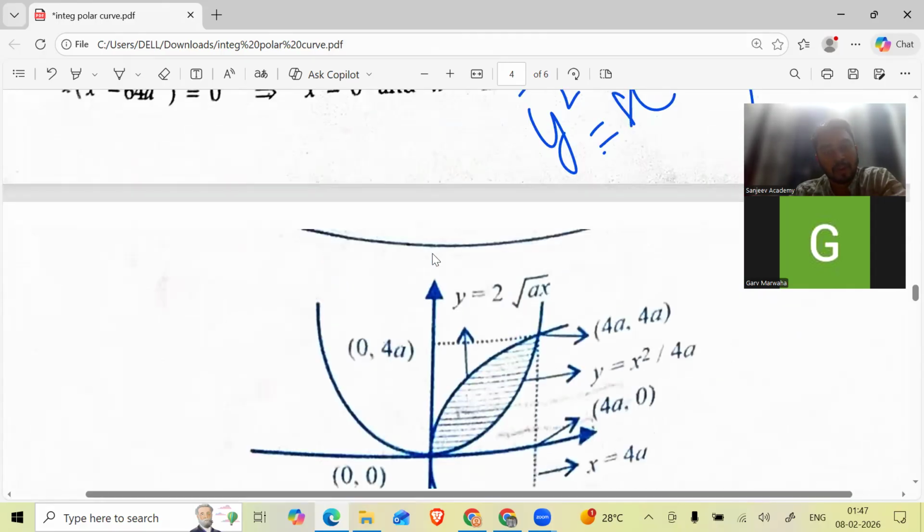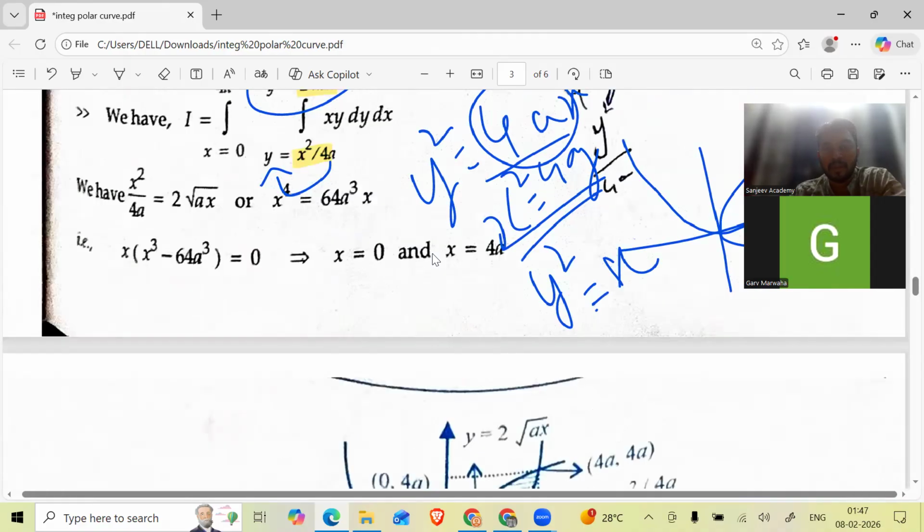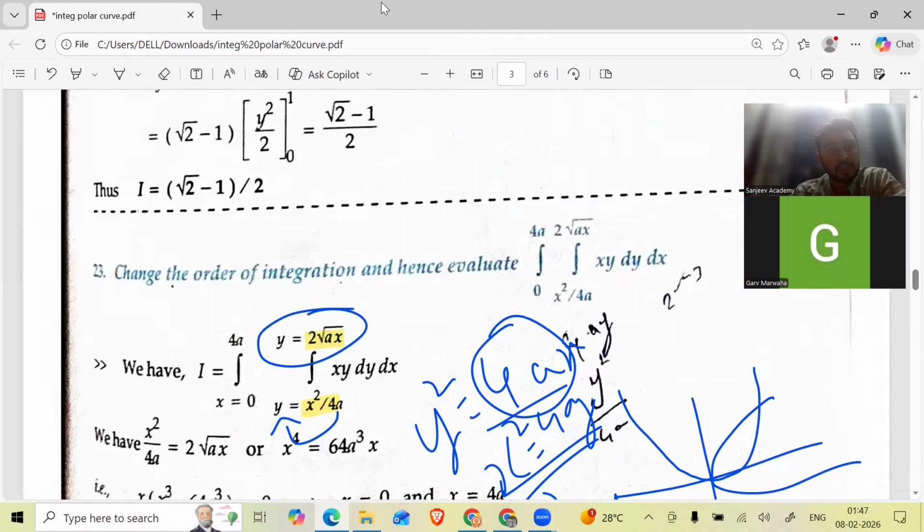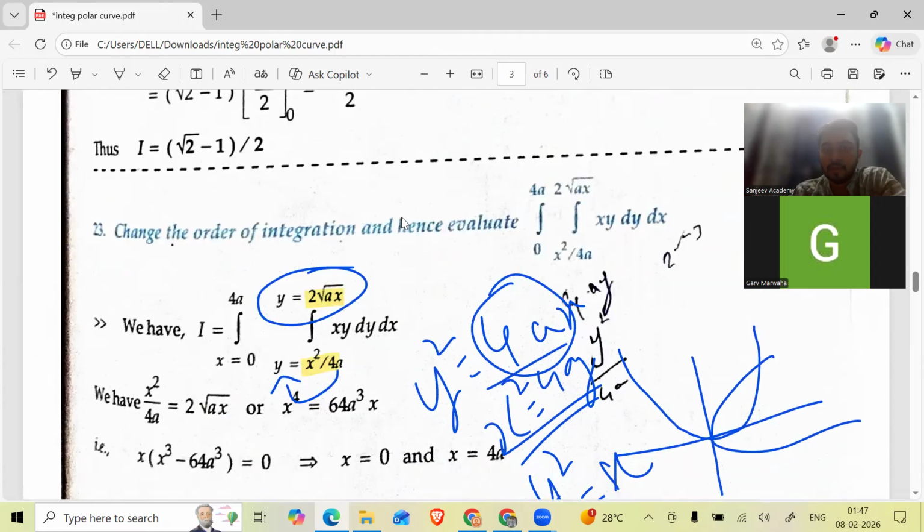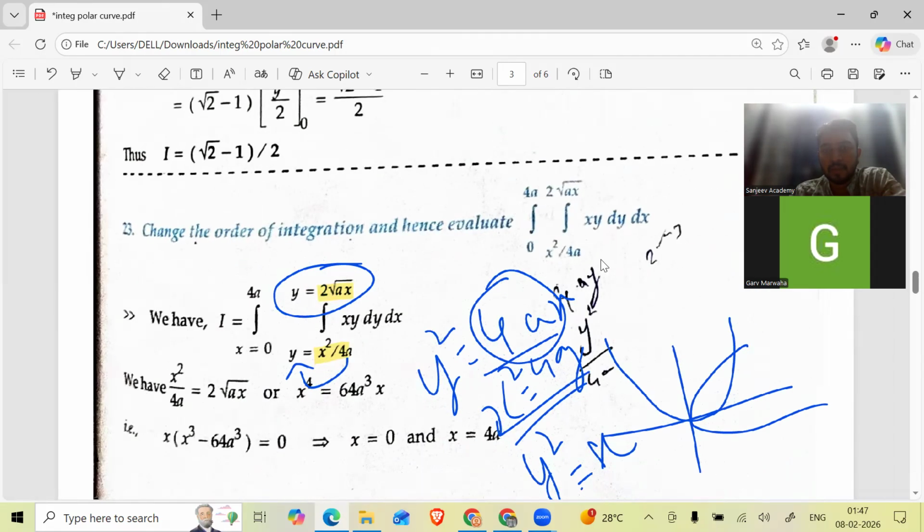Then coming to the shortcut. Change of order of integration is difficult for most of the students because a simple thing has been taught in such a way that it's very complicated. But I'll tell you the shortcut now.